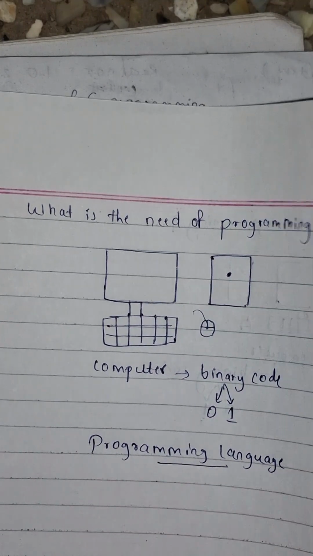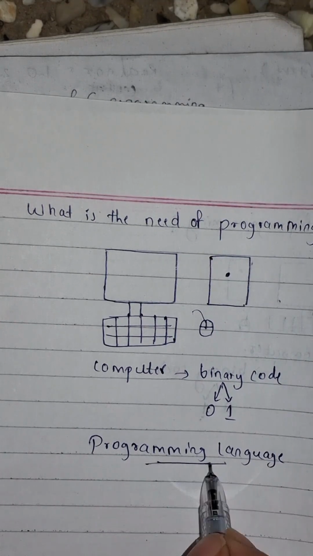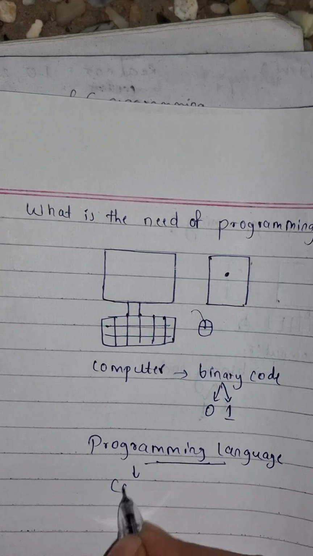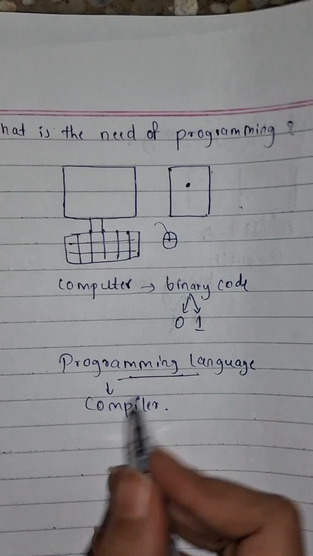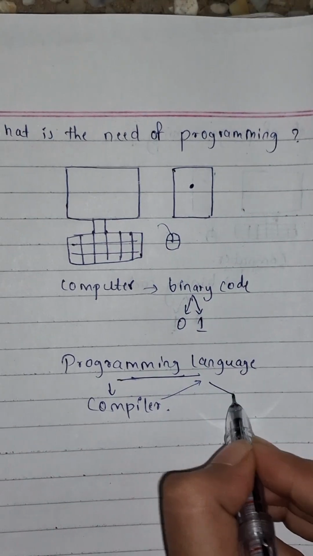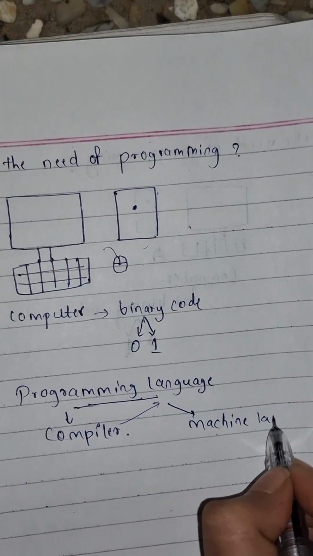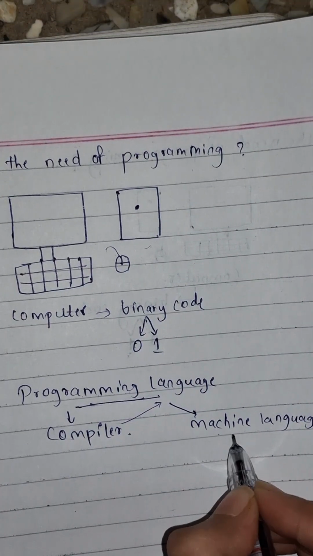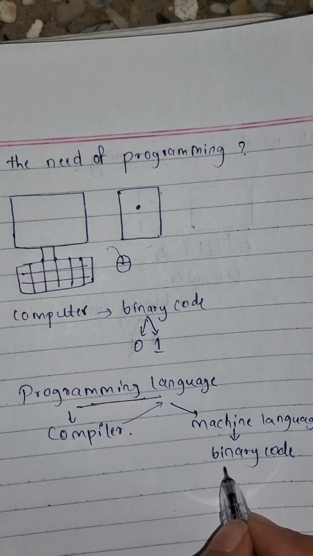We can learn a programming language by following certain rules, which is called syntax. And a computer can understand this programming language with the help of a compiler. What will a compiler do? A compiler will convert this programming language into machine language. Machine language is nothing but the binary code which can be understood by the computer.